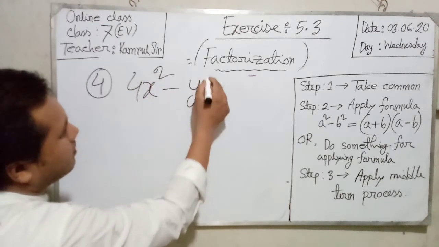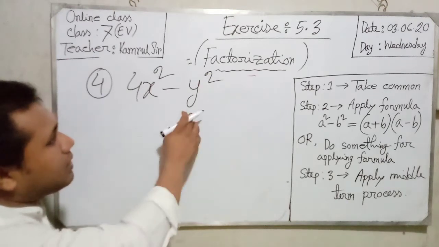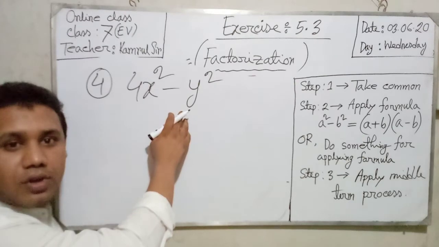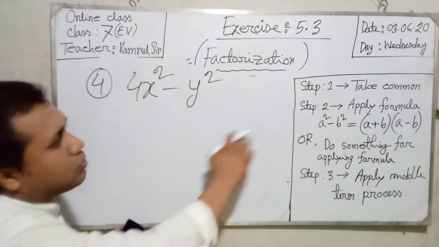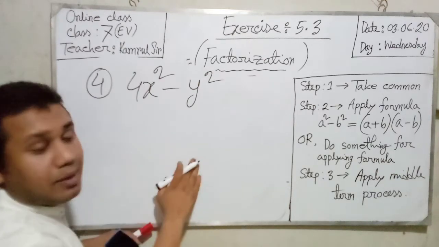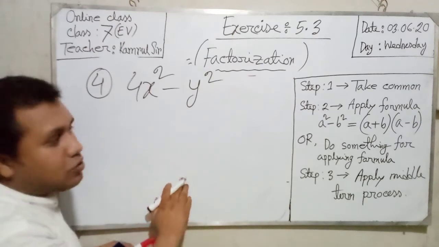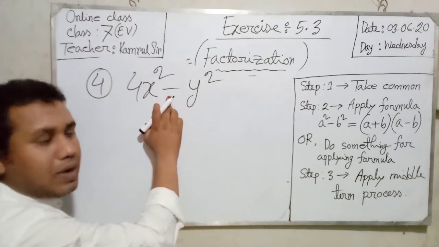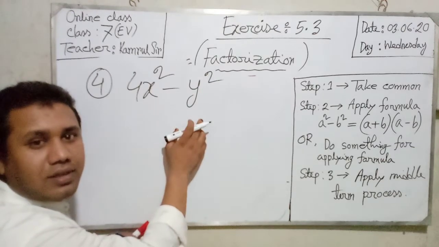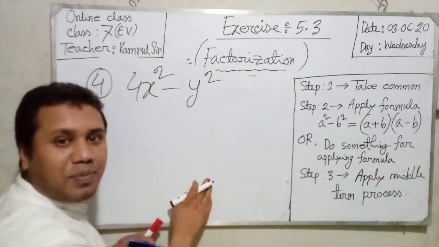4x square minus y square. 4x square minus y square. Now look, is there any common? Can you find any common? No. Clear? No common. So step 1, we can't apply step 1. So go to step 2. Clear? Step 2, apply the formula a square minus b square. Look, there is a minus, but this is not the actual format for a square minus b square. So don't worry, we do something for applying the formula.